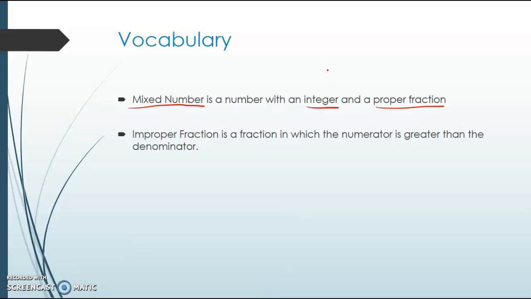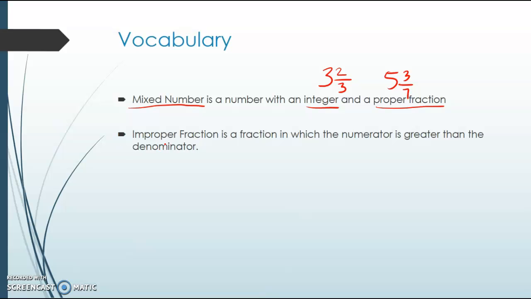An integer would be just our whole numbers, like 3. And a proper fraction means a fraction where our numerator is less than our denominator. So like 2/3 or 5 3/7. Those are mixed numbers.